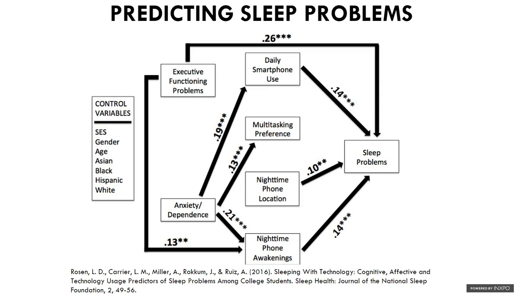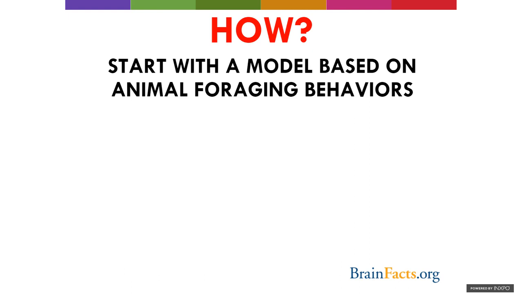I'm just going to show you another one that we did studying sleep problems. Same kind of model. We weren't studying boredom yet. We hadn't figured that out yet. But you'll see basically the same kind of thing. The anxiety dependence variable turns out to be important and drives metacognition, which I would say knowing where to put your phone at night is a metacognitive variable, and waking up at night to check your phone is a metacognitive variable, and all of these conspire to give you sleep problems.